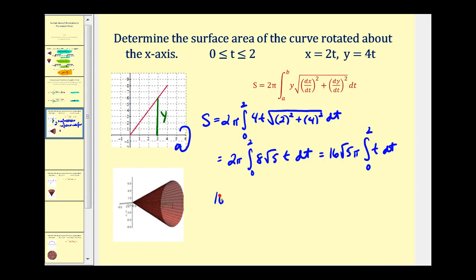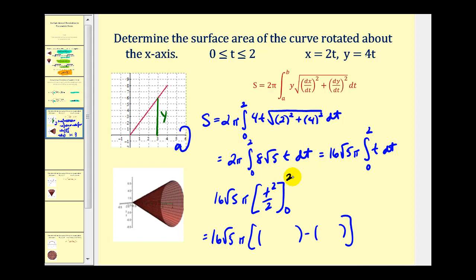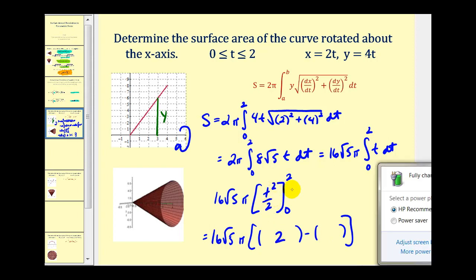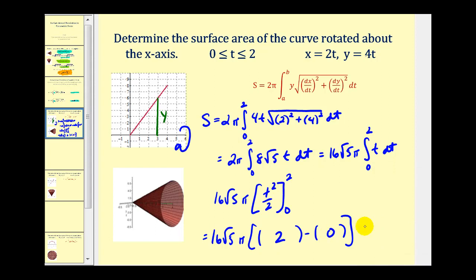So we'll have 16 square root 5 pi. Well, the antiderivative of t is just t squared over 2. Now we'll go ahead and evaluate this. When t is 2, we'll have 4 over 2, that's 2. And when t is 0, we'll have 0. So the surface area is going to equal 32 square root 5 pi square units.